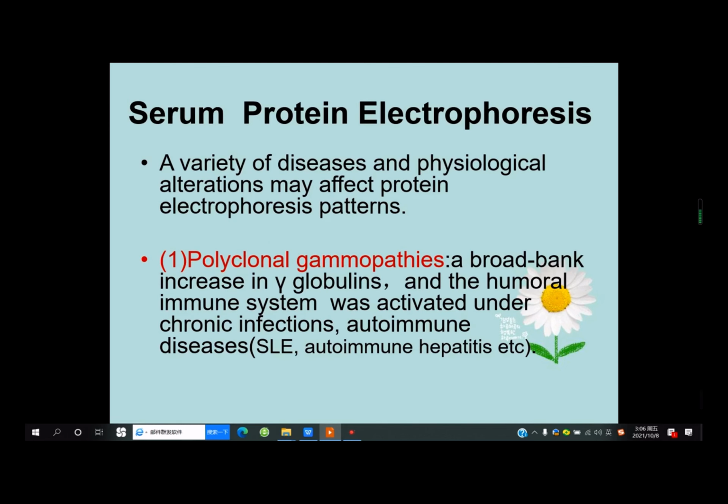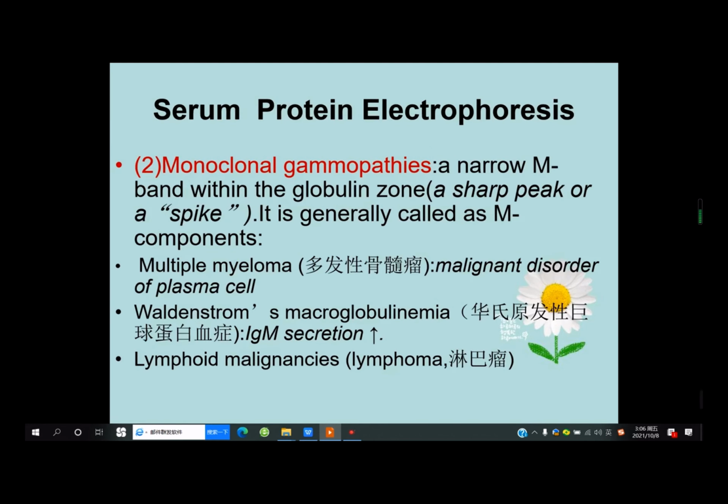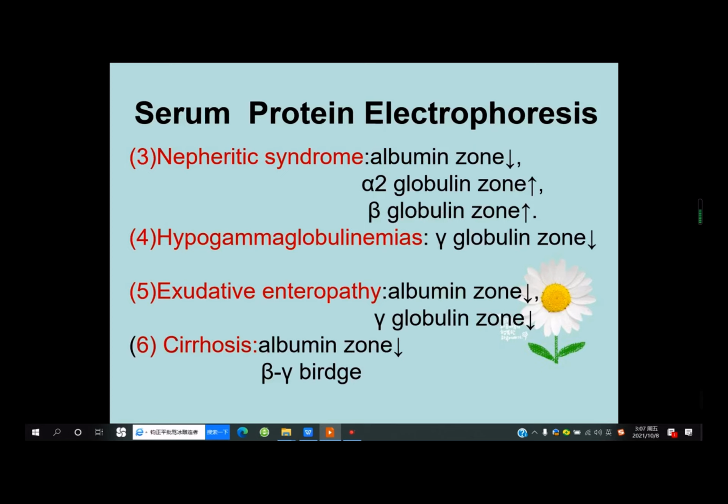A variety of diseases and physiological alterations can affect protein electrophoresis patterns. For example, when the patient has polyclonal hypergammaglobulinemia, the electrophoresis graph will show a broad band increase in gamma globulins. With monoclonal gammopathy, we will see a narrow M band within the globulin zone. It is generally called the M component. In nephrotic syndrome, we will see albumin decrease, alpha-1, alpha-2, and beta protein increase, and the gamma globulin zone decrease.